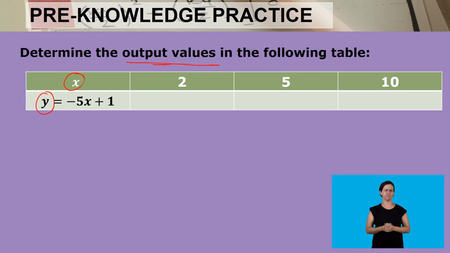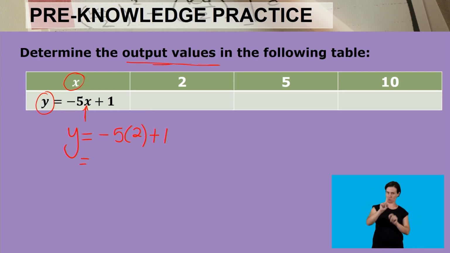The rule being used is y equals negative 5x plus 1. What does that mean? It means our input value is multiplied by negative 5, and then we add 1. We are going to use that rule to find our output values. The first input value we were given is 2, so we multiply negative 5 by 2, and then we add 1.